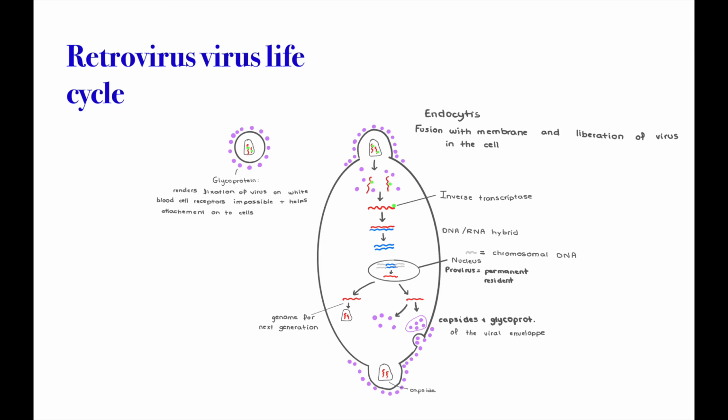So some of it is going to be used to make genome for the next generation, and the other is going to be transcribed into more protein that's going to form the capsids and the glycoprotein, kind of like we saw in the first one. It's going to make the viral envelope of the virus, and so everything comes back together again. They assemble, and the virus is let out.